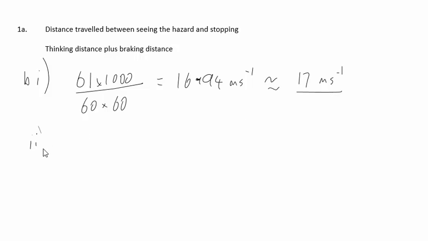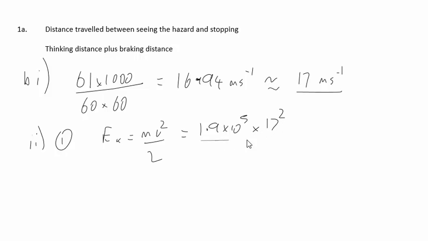In part 1 of part 2, we're to find the kinetic energy of the train. Well, kinetic energy is mv squared over 2, which in this case is 1.9 times 10 to the 5 kilograms times 17 squared over 2, which is 2.75 times 10 to the 7 joules.